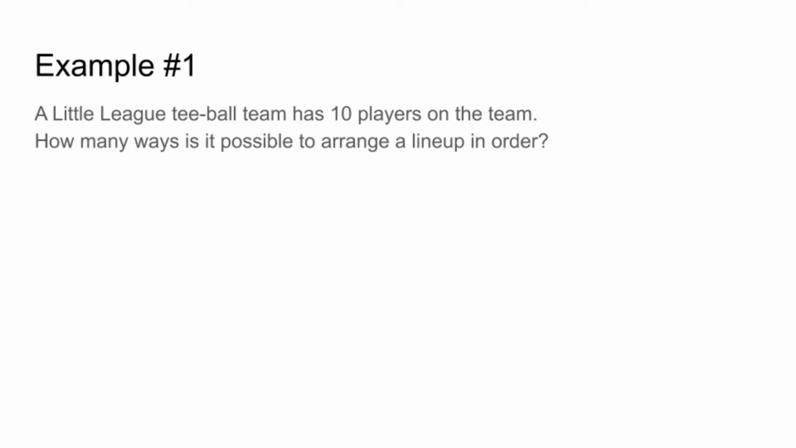Any question that asks how many ways you can count something is a sign of a counting problem, which will usually be either a permutation question or a combination question, and it's your job to figure out which one it is. Okay, so how many ways is it possible to arrange a lineup of players?